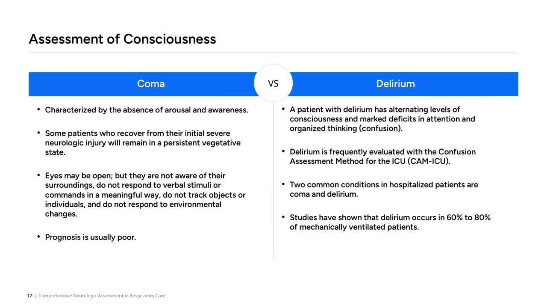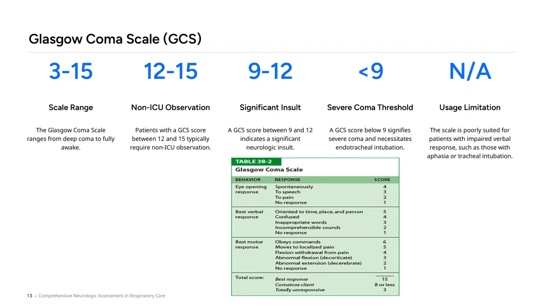So, to summarize, delirium involves fluctuations in consciousness and attention deficits, while coma is characterized by a lack of arousal and awareness. Understanding these states helps us better evaluate and manage our patients' neurologic health within the overall scope of respiratory care. Now, let's take a closer look at the Glasgow Coma Scale, or GCS, and its role in comprehensive neurologic assessment in respiratory care.